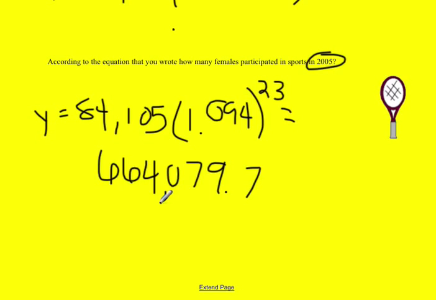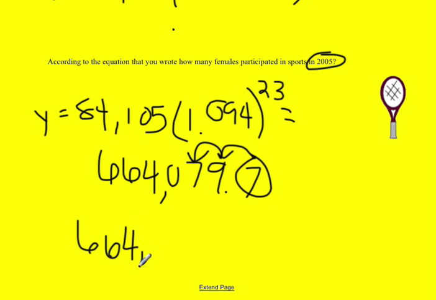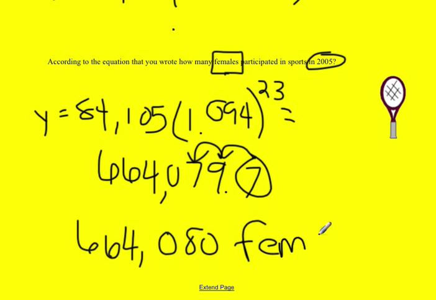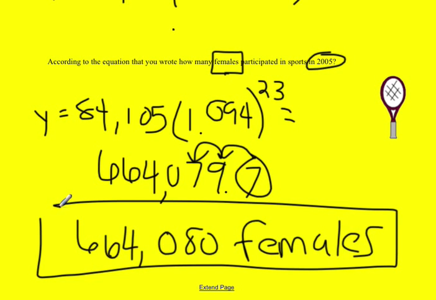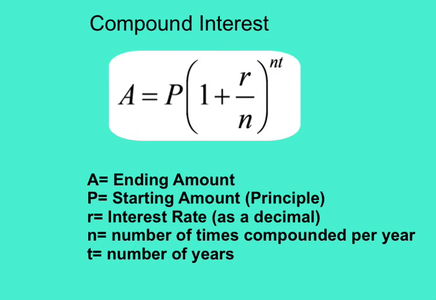Okay, so now we don't want to talk about 0.7 of a person. That's not very nice. We don't want to define what 0.7 of a person means. So we need to round it, and since this number is greater, we need to round that number up. So let's go ahead and take care of that. So when we do that, we end up getting this right here, and it's going to be females. So that's how many females participated in sports. So that's exponential growth. Now, let's take a look at compound interest.